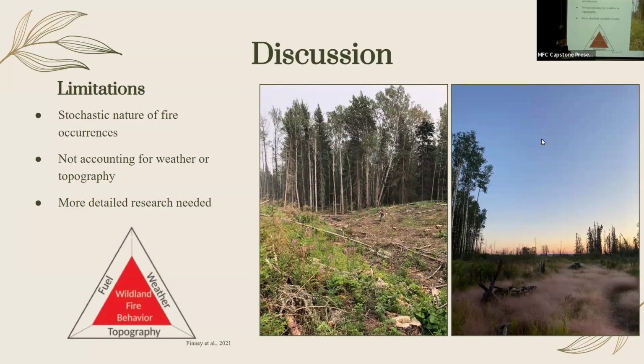Lastly, my limitations. While many of my results were significant, it's important to note that fire occurrences are stochastic in nature and very difficult to predict. There's a lot of complicated factors that contribute to a fire happening. This is the fire behavior triangle. It shows three of the most influential aspects of fire behavior, which are fuel, weather, and topography. So I'm partially accounting for fuel and topography by assessing this on the regional scale, but I'm not accounting for weather at all in my analysis, which is one of the most important facets of fire. So more research in this topic is really needed, especially in accounting for fire weather.